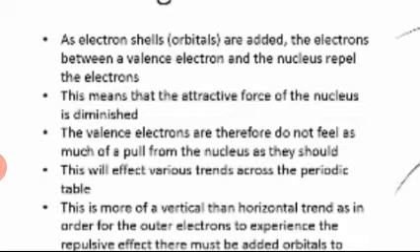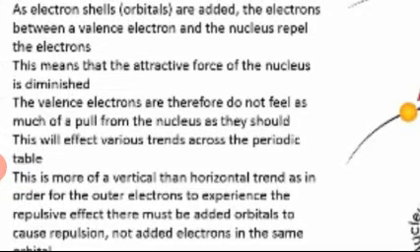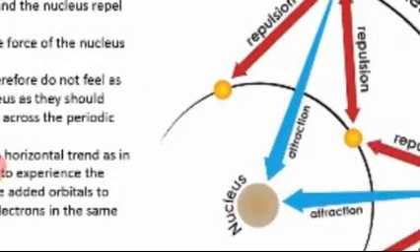This means this attraction gradually decreases. This will affect various trends across the periodic table. This is more of a vertical than a horizontal trend. Horizontally, that is in a period, there is no change in shielding effect, but down the group it increases because the shells increase. The shielding effect increases.